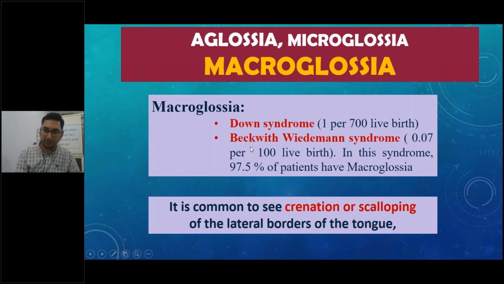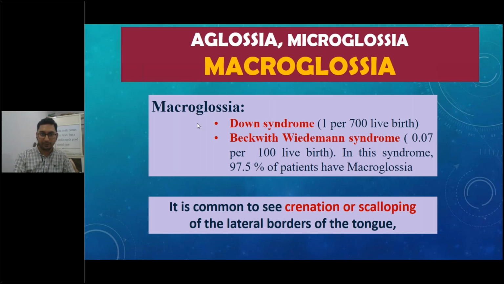When I say Beckwith, do you hear Bakwas? When I say Beckwith, it sounds like Bakwas, right? Beckwith, Bakwas, kind of that thing. And Wiedemann. Bakwas we do with the tongue. When we have a large tongue, we'll do more Bakwas kind of thing. So Beckwith-Wiedemann syndrome is with macroglossia, with a larger tongue. So this syndrome you need to remember. Beckwith-Wiedemann syndrome is macroglossia. Down syndrome, macroglossia, and Fisher tongue both.